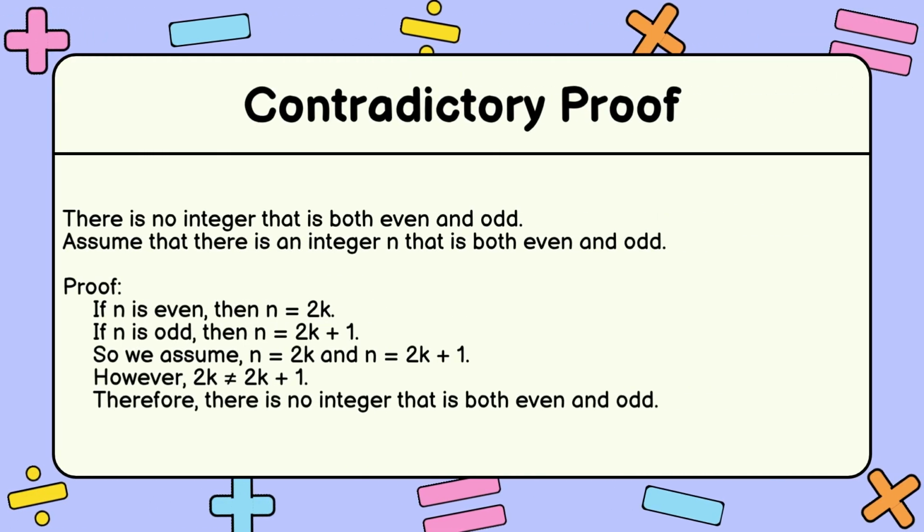We now have our contradictory proof. Our statement is, there is no integer that is both even and odd. Let's use the contradiction of that statement and assume that there is an integer n that is both even and odd. So, if n is even, then n equals 2k. If n is odd, then n equals 2k + 1. Since n is both even and odd, we assume that n equals 2k and n equals 2k + 1. However, 2k is not equal to 2k + 1. Therefore, there is no integer that is both even and odd.